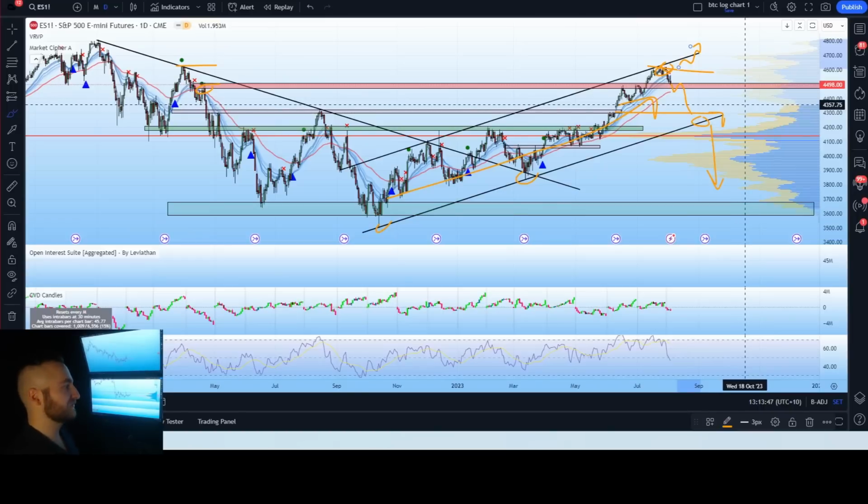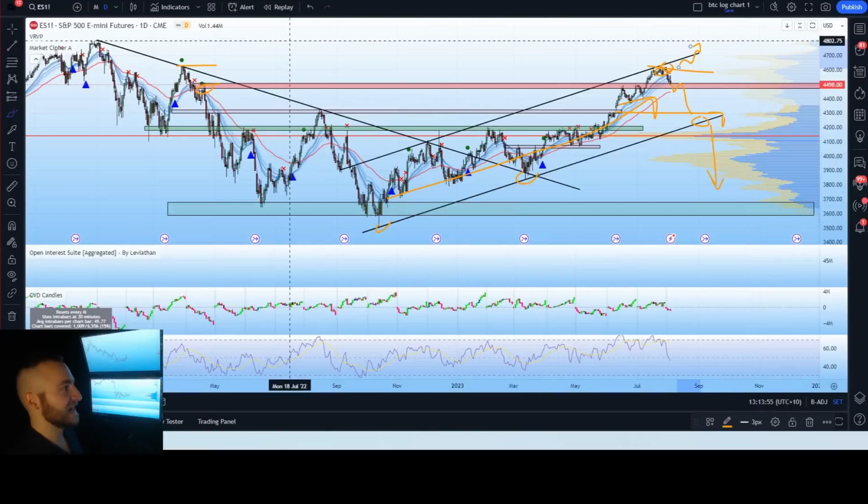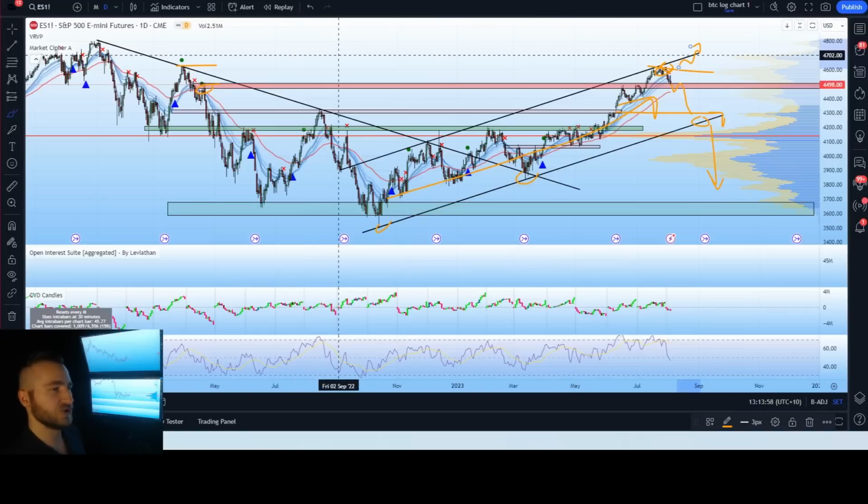Again, where the S&P 500 goes will be heavily dependent on what the DXY does and the potential implications of future interest rate hikes, whether we see higher or lower. The Dow Jones is in a very similar position, so we're not going to go over it. Let's go ahead and jump into Bitcoin.